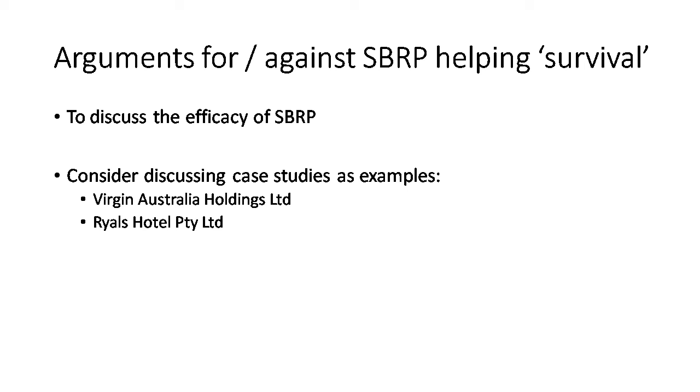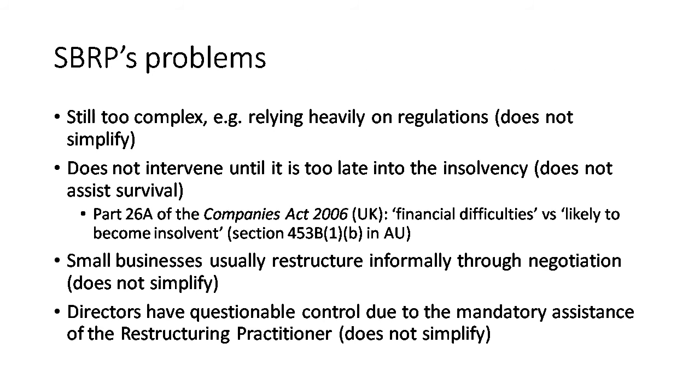We have interpreted "simplify" to mean everything from lower costs and formalities to accessibility and clarity, while survival is the primary goal which must be achievable for SBRP to have any meaning. I'll now turn to the arguments to be made for and against whether the current SBRP achieves the two elements. Some of the SBRP's problems are listed, including that it is still complex and that it may not intervene until it is too late, and so on.